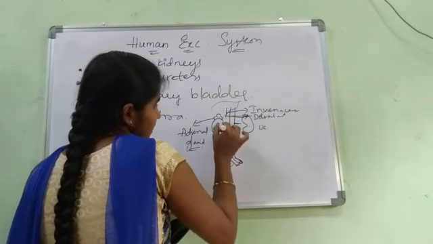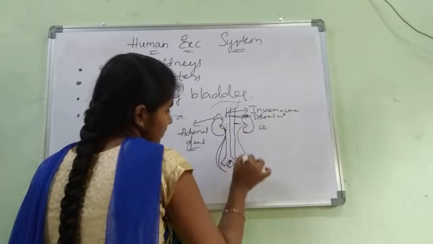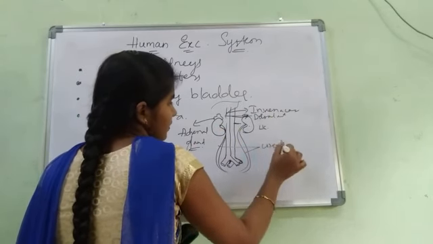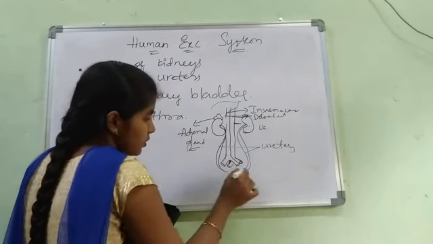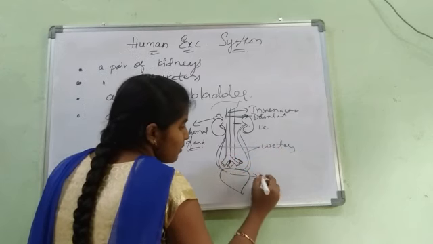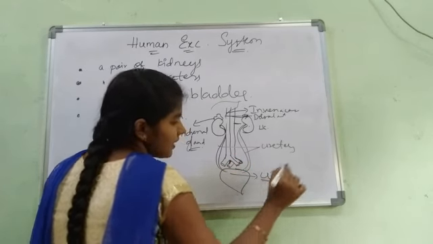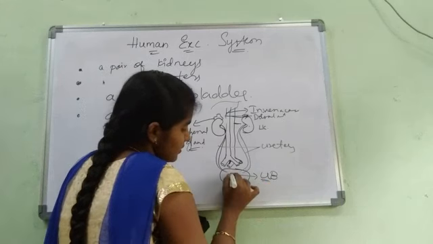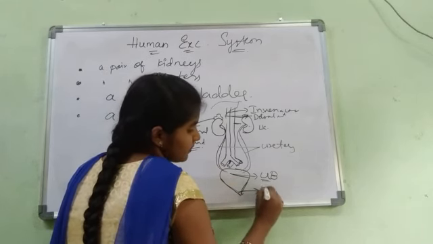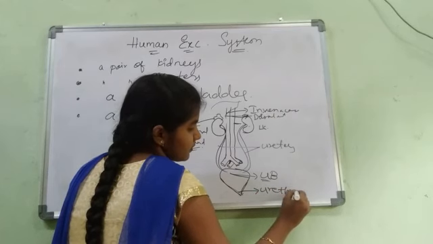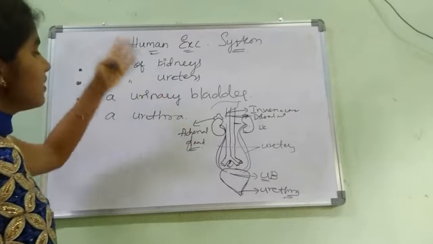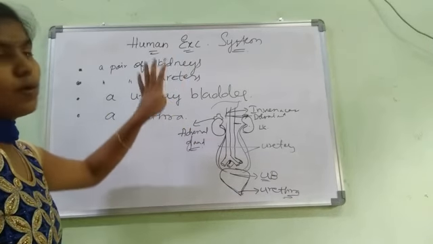From the two kidneys arise the ureters. These two are the ureters. And these two ureters form the urinary bladder. I am writing it as UB, friends. And this urinary bladder opens into the urethra. This is the rough diagram and this is the main thing everyone needs to know about the human excretory system.